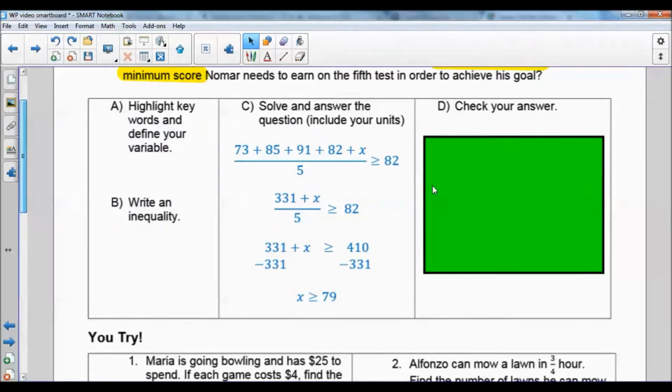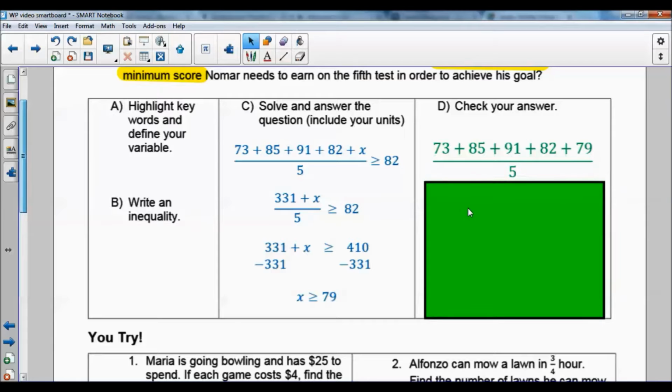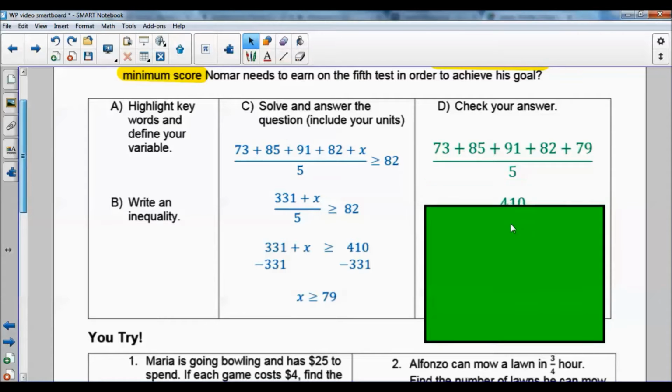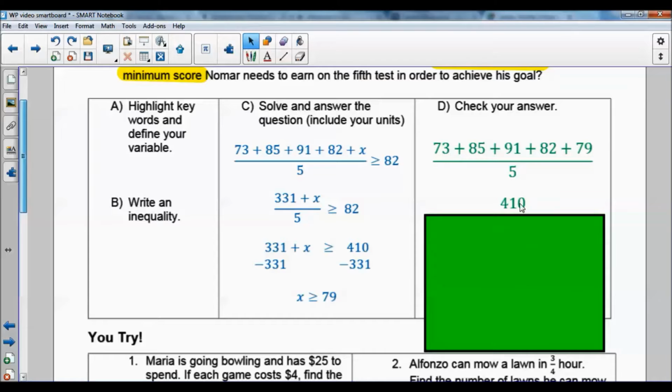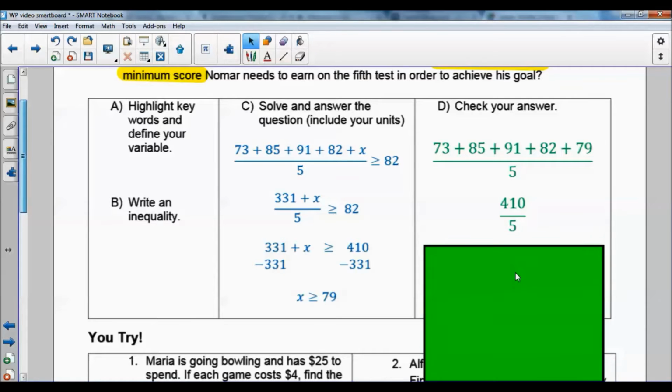So we're going to plug in all of our scores, so it's the same scores we had before, but instead of plus x, I'm going to plug in 79, and then it's still divisible by 5, because there's 5 test scores. So when we add these up, we get 410, which divided by 5 is an 82%. And that's the minimum that he wanted to get, right? He wanted at least an 82 average. So if he gets a 79, he would get that 82. If he got an 80, he would get 82 point something. It would go up and up, right? So he wants to get at least a 79 or greater. It could be equal to it, but it could also be greater.